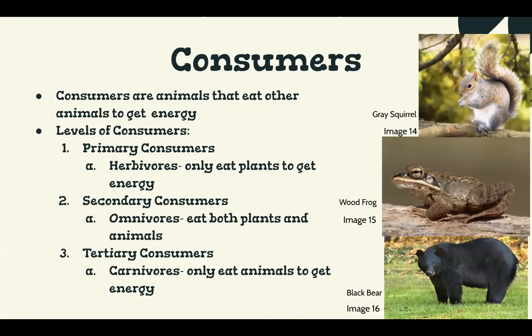Consumers. There are three different levels of consumers. Consumers obtain energy from eating other animals. The first consumer is the primary, and they're mainly herbivores. They only eat plants to get their energy. An example would be the gray squirrel. The secondary consumer is mainly omnivores that eat both plants and animals. An example of this is the wood frog. A tertiary consumer are mainly carnivores, and they only eat animals to get their energy, such as a black bear.